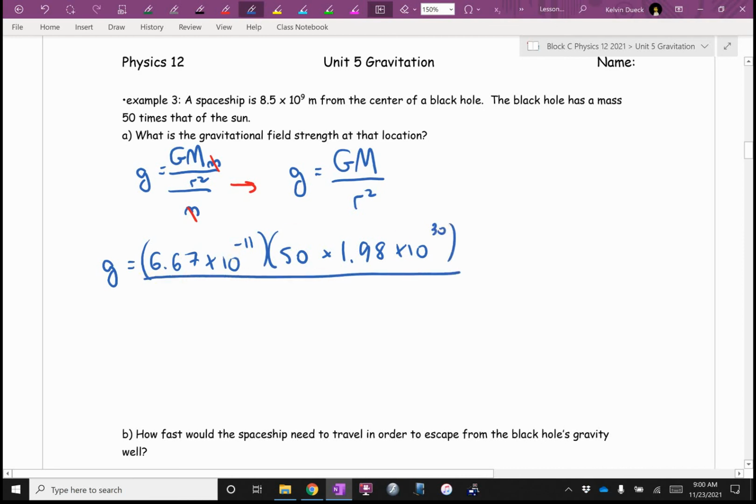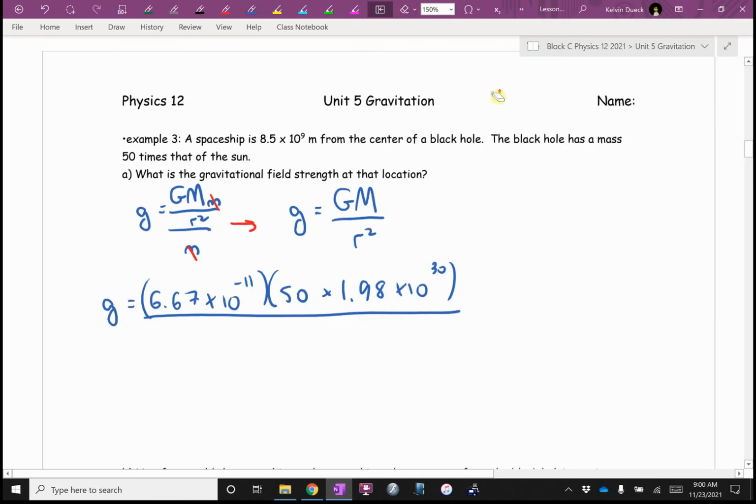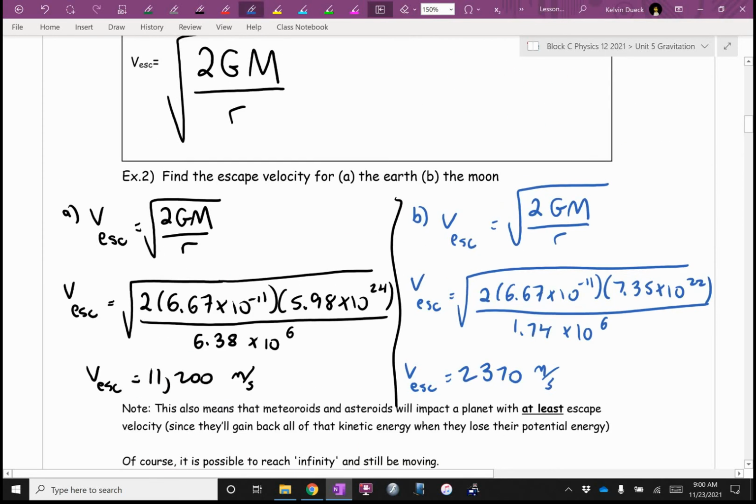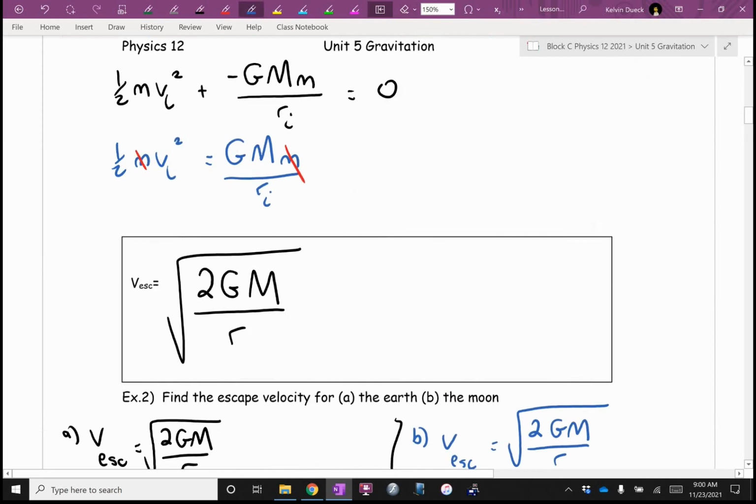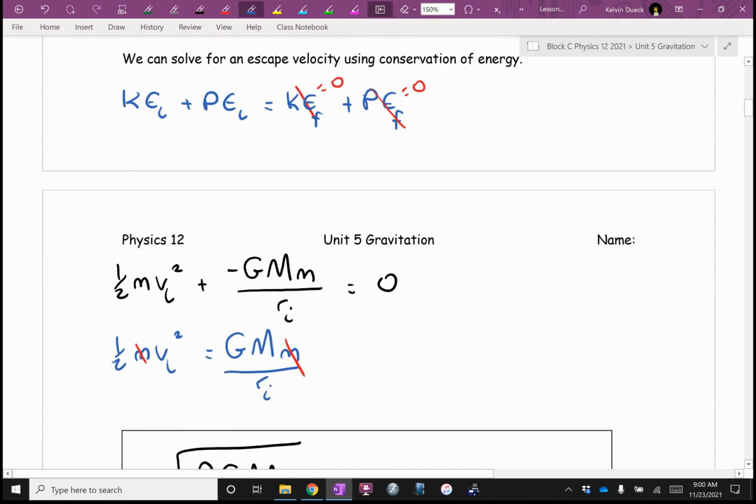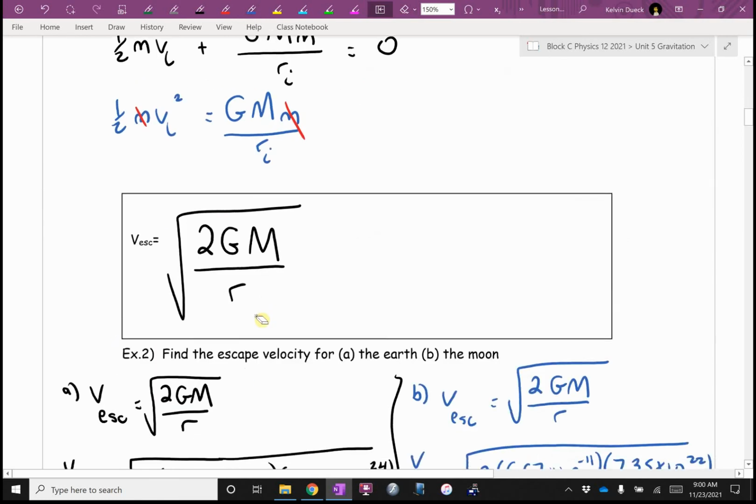All over. By the way, you'll notice this one has an R squared in the bottom. Escape velocity has an R in the bottom. Potential energy has an R in the bottom. Force has an R squared. Be really careful whether it's an R or an R squared. Just really pay attention is all I can say.